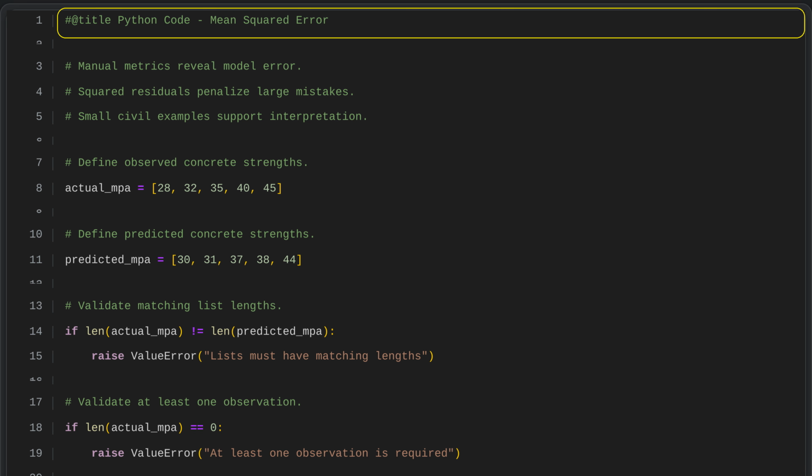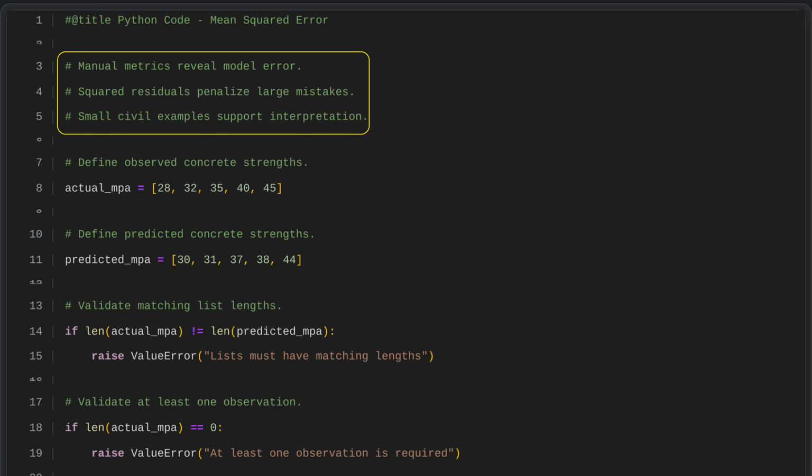Python code. Mean squared error. Manual metrics help reveal where a model makes errors. Squared residuals are especially useful because they give more weight to large mistakes. Simple civil engineering examples can make these errors easier to interpret.